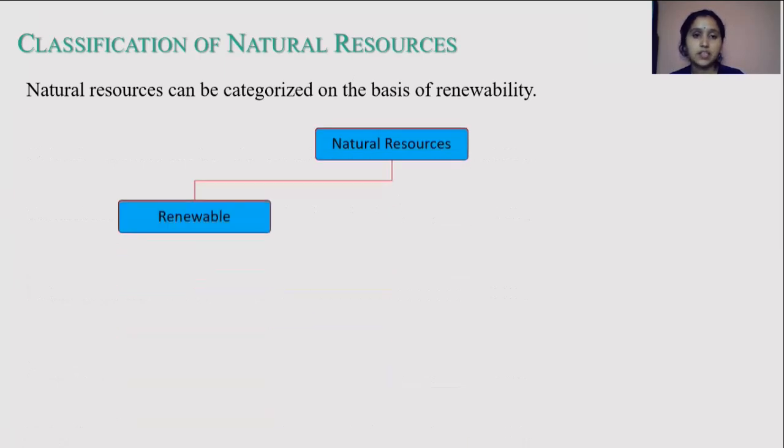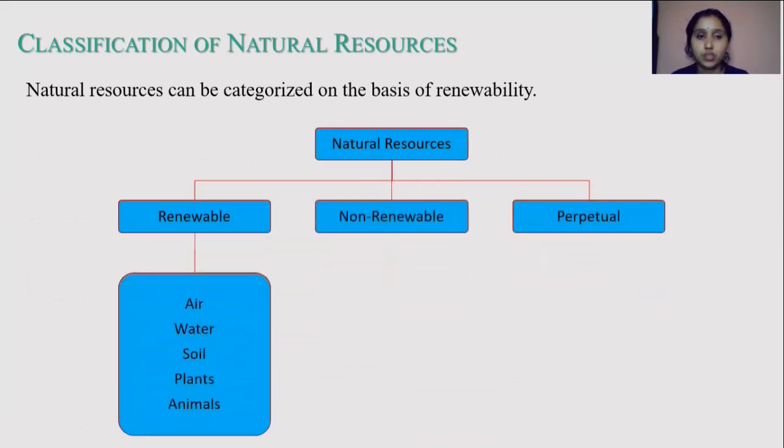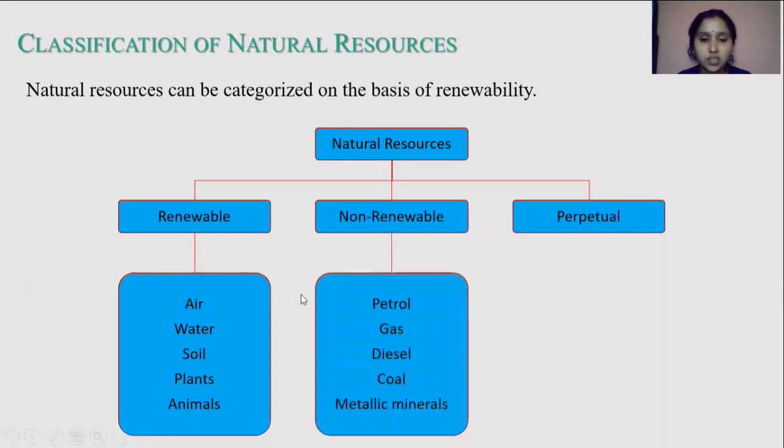Let us see here, natural resources have been classified as renewable, non-renewable, and perpetual. Renewable means those natural resources which can be renewed again and again, or formed again within a short period of time, like air, water, soil, plants, and animals. And non-renewable are those natural resources which cannot be formed within a short period of time. They are in limited quantity in nature, so we have to use them wisely, like petrol, diesel, gas, coal, metallic minerals. They are non-renewable natural resources.